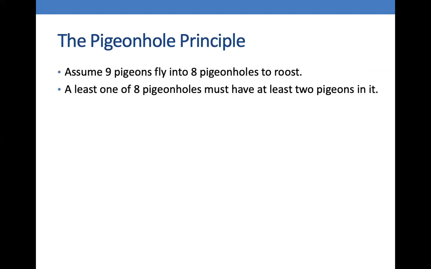Assuming that you have 9 pigeons, and that will be the n that we mentioned earlier. And we also have 8 pigeonholes. So we are going to place these pigeons into the pigeonholes. The counting problem would be how many pigeons would be in each of these pigeonholes. With the pigeonhole principle, if we have more pigeons than pigeonholes, then at least one of the 8 pigeonholes must have at least 2 pigeons in it.